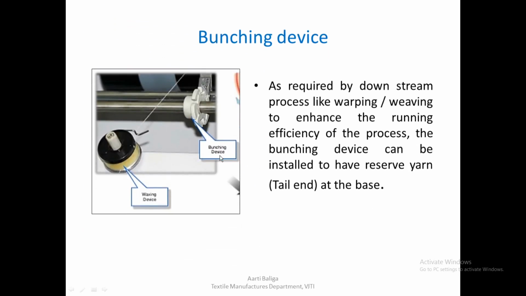We come to the bunching device. As required by downstream processes like warping and weaving, to enhance the running efficiency of the process, the bunching device can be installed to have reserve yarn at the tail end or at the base of the package.